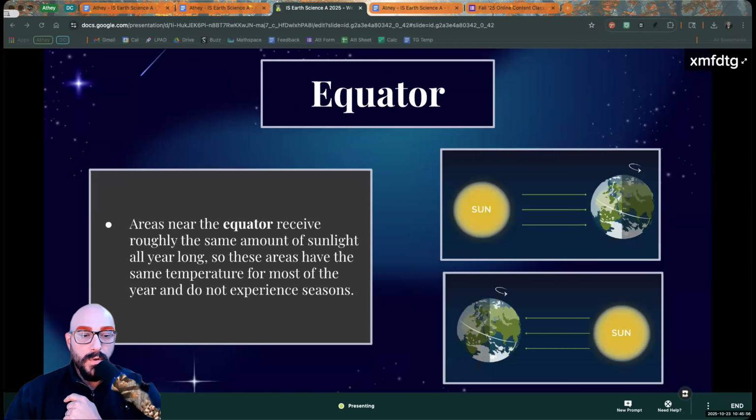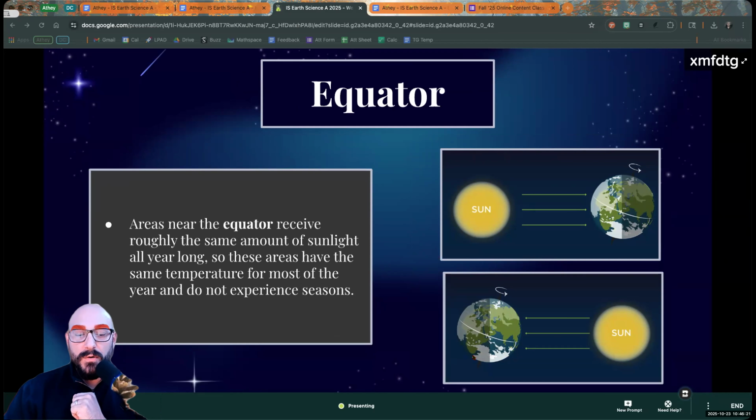Okay. So the more direct the sunlight, the higher the radiation, the higher the energy from the sun that lands on the earth, so the hotter it's going to be, right? It's relatively the same for the equator most of the year.